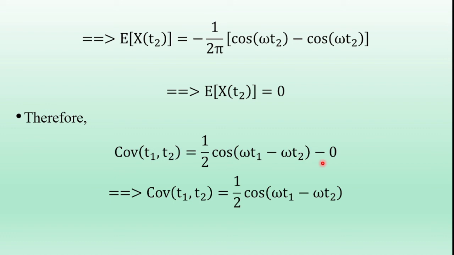So now here, the given random process x of t is sine of omega t plus y. The autocorrelation function of the random process x of t and the autocovariance function of the random process x of t are both the same.